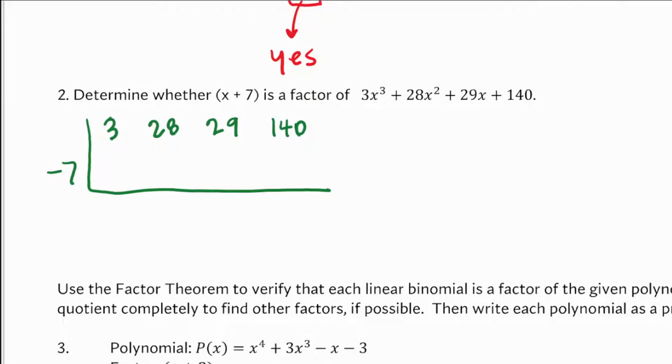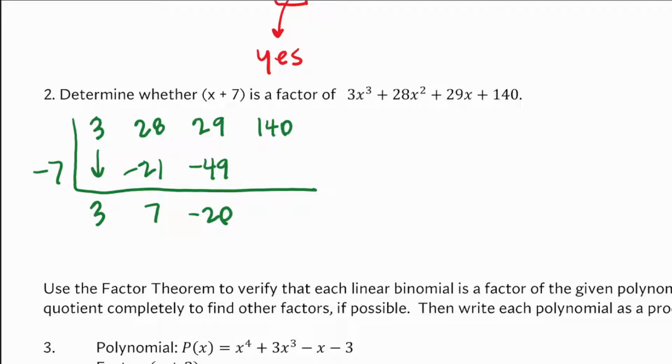I'm going to run this through synthetic substitution, and I'm going to drop down the number, multiply, add. Okay, so I've got 28 minus 21 is 7, and 7 times negative 7 would be negative 49. Add these together, I'm going to get negative 20. Oh, this is tricky, yeah. So if I multiply negative 20 times negative 7, I'm going to get positive 140. I add those together, and I'm going to get 280.